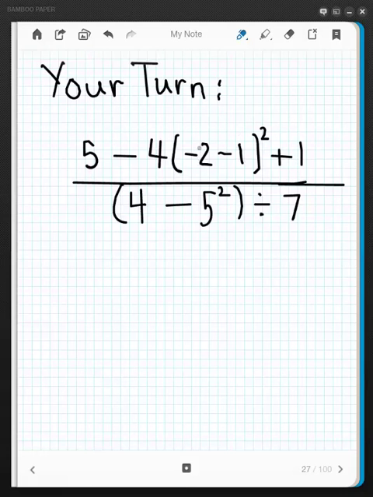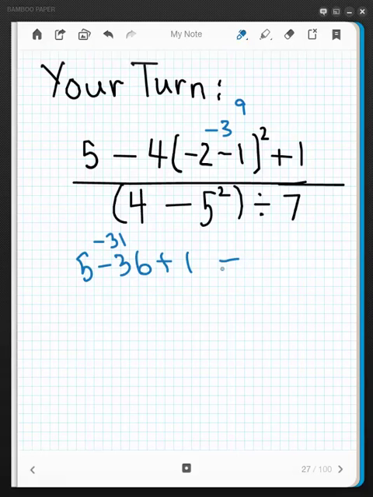Now, this one is going to be a negative 3 within here, and that is going to be squared, so it is going to give us a positive 9. This is going to give us a negative 36, so this is 5 minus 36 plus 1, which is going to give us a negative 31 plus 1, which equals a negative 30. And then we're going to get a simple answer on the bottom here.